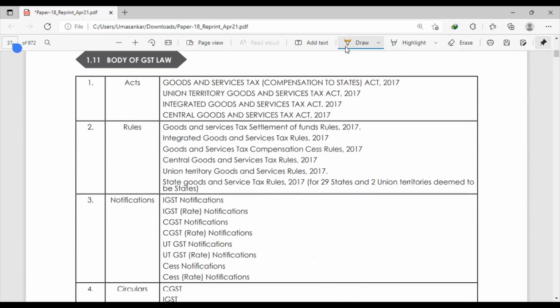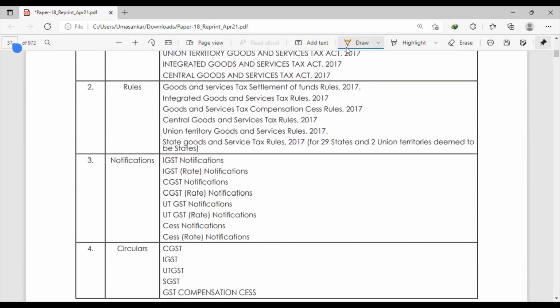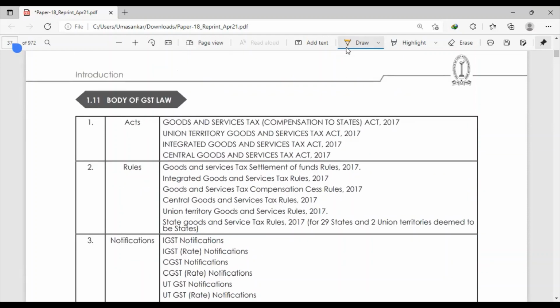Now, the body of GST law. Meaning, what does GST law contain? It contains acts, rules, notifications, circulars. These four things. Now we'll go through each one. What do you mean by act? What do you mean by rules?